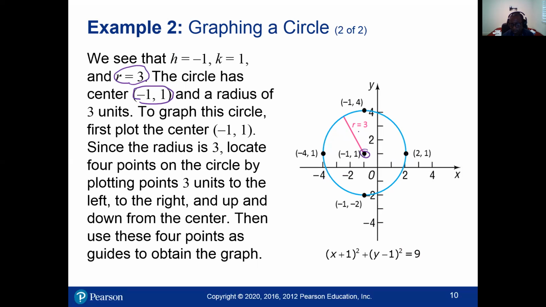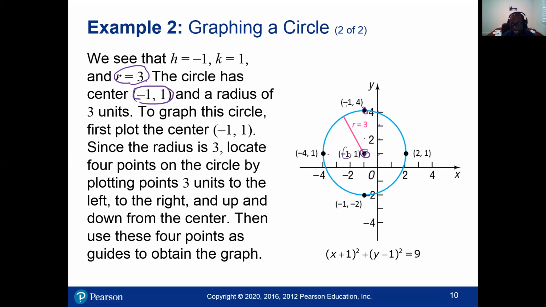The number of units of the radius, which is what? Which is 3. We go up, we go to the left, we go down. So if I'm going up, the x coordinate stays the same, which is -1. And then the radius is 3. So I go from this point, I go 1, 2, 3. So that gives me this point here.